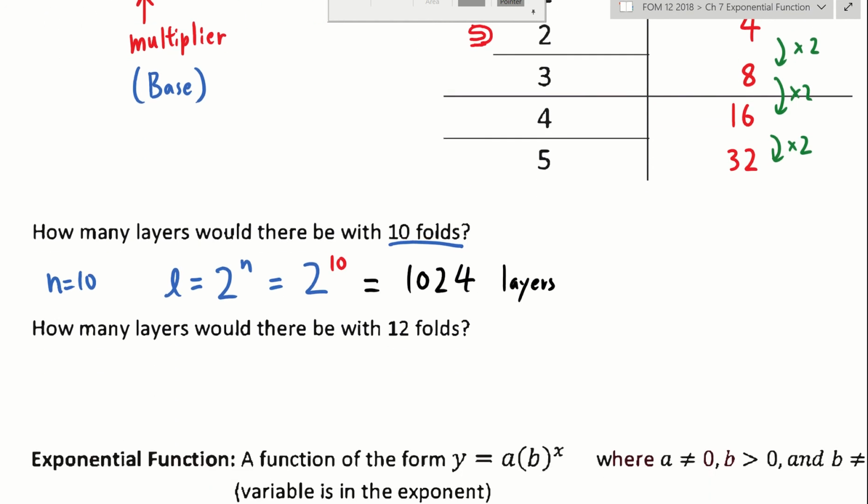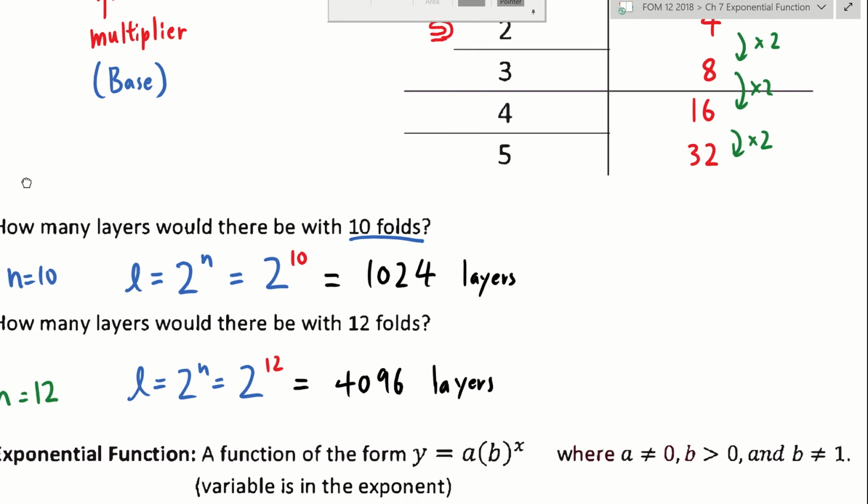Now another one, so how about 12? Okay, so what if we throw it 2 more times, right? So n equal to 12 in this case. And then we take the number of layers, so layers 2 to the power of n, in this case, is 2 to the power of 12. And then we use a calculator to calculate 2 to the power of 12, and then we get 4,096. So it's just 2 more throws, 4 times the number of layers. So a lot of layers.